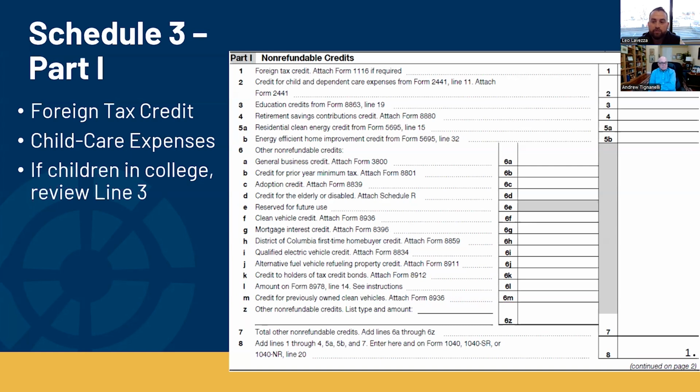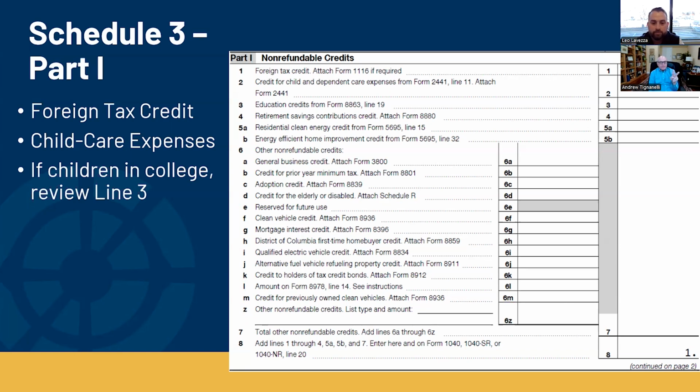Line 2, if you have kids and you've got childcare expenses for them, that's where the child tax credit will show up. So if you've got kids, you want to look in line 2 and make sure there's a number in there. Or if there's not, just ask yourself why not, or ask the preparer why not.